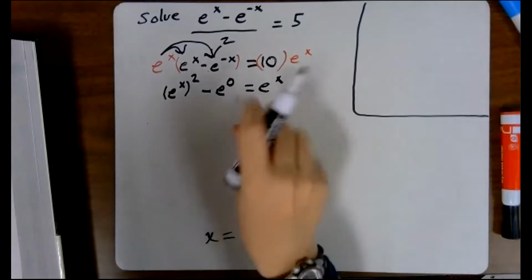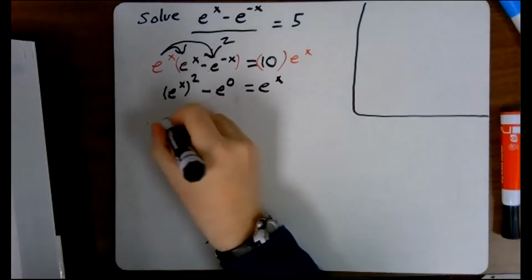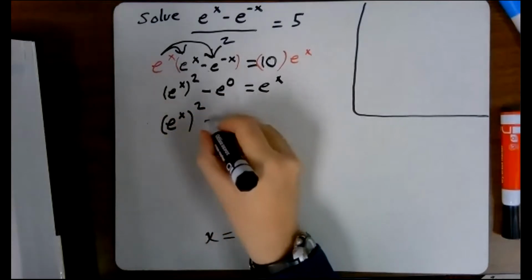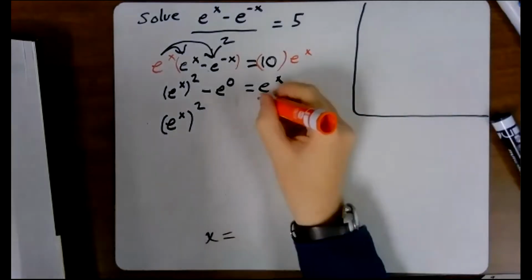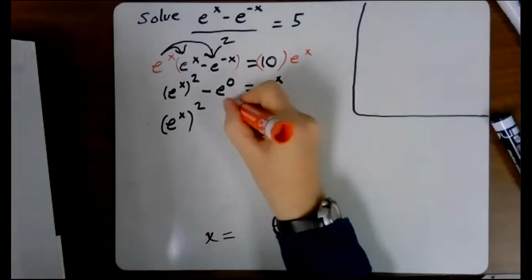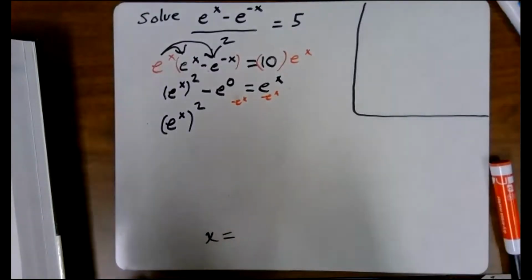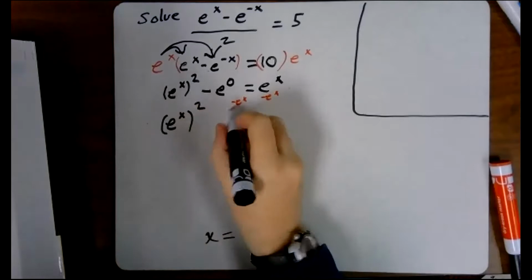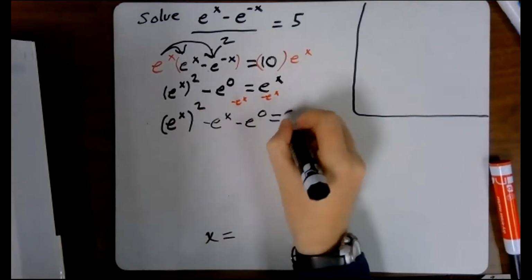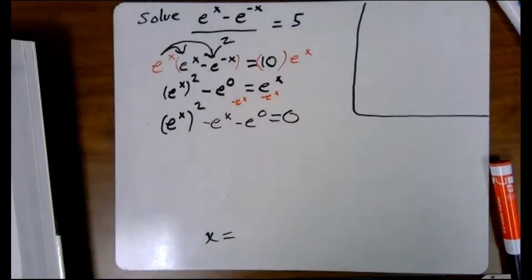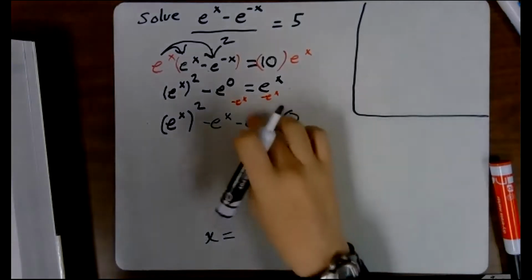Now, gather all of these terms on one side. And now we have e to the x squared. So I'll go ahead and subtract e to the x from both sides here. And we end up with e to the x squared minus e to the x minus e to the 0 equals 0. And e to the 0 is 1.